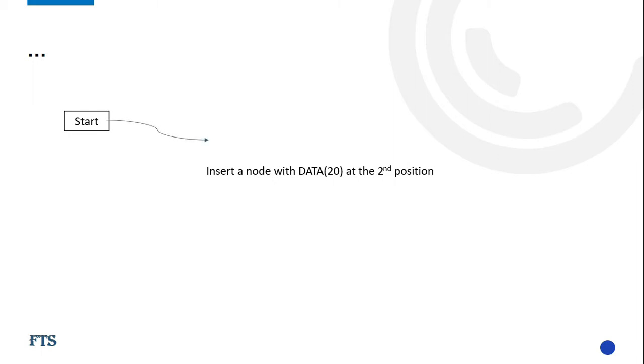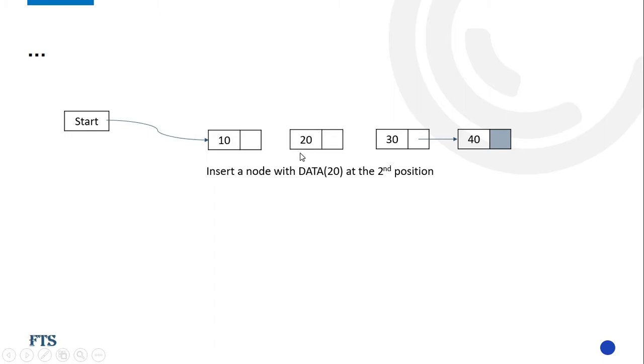What if you want to insert at the second position? You can insert at any position. Second position means between 10 and 30. We have to create a new node. The new node should point to 30. Then the first node should point to the new node. This is how you can insert at the second position.